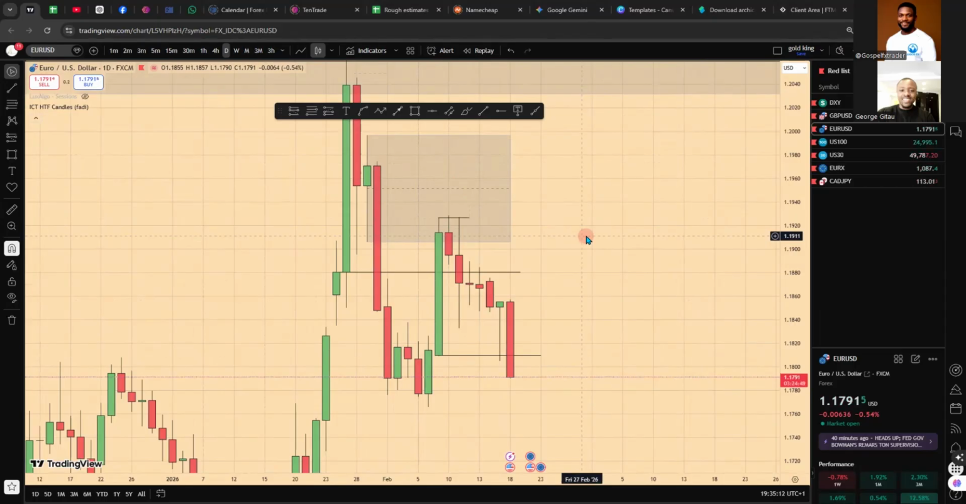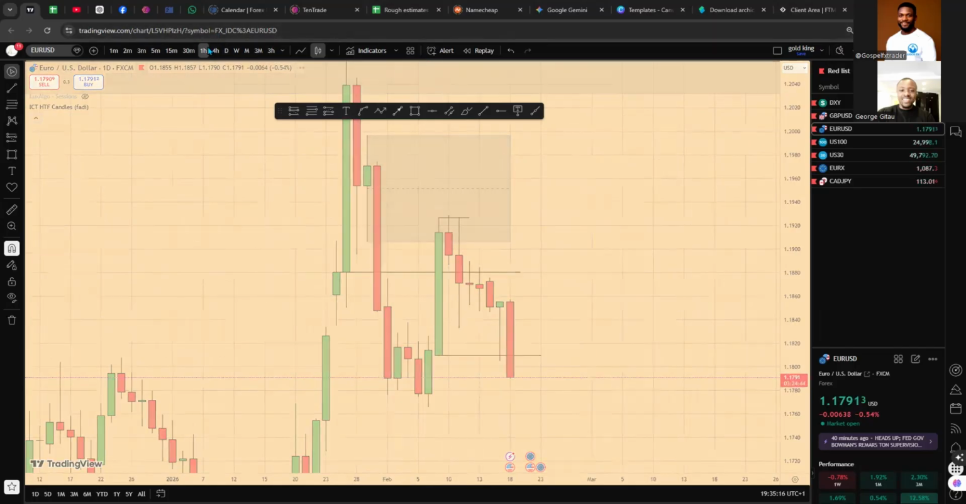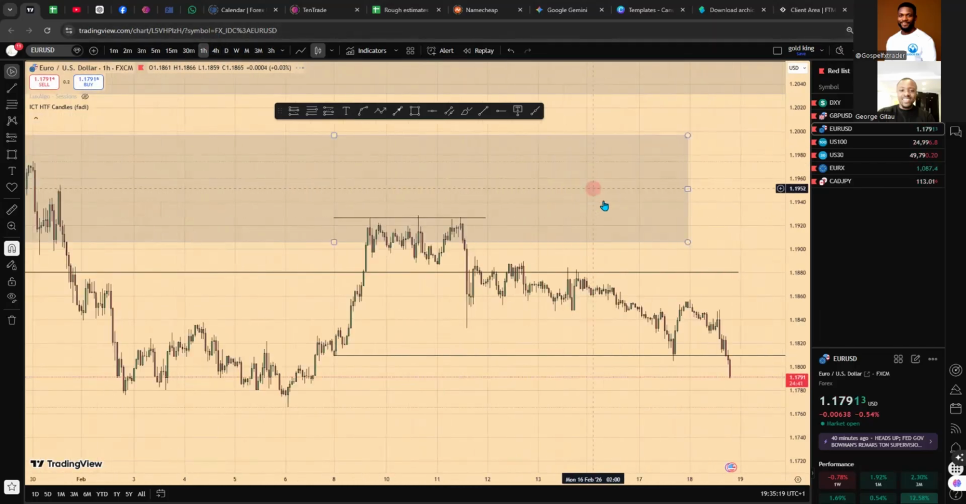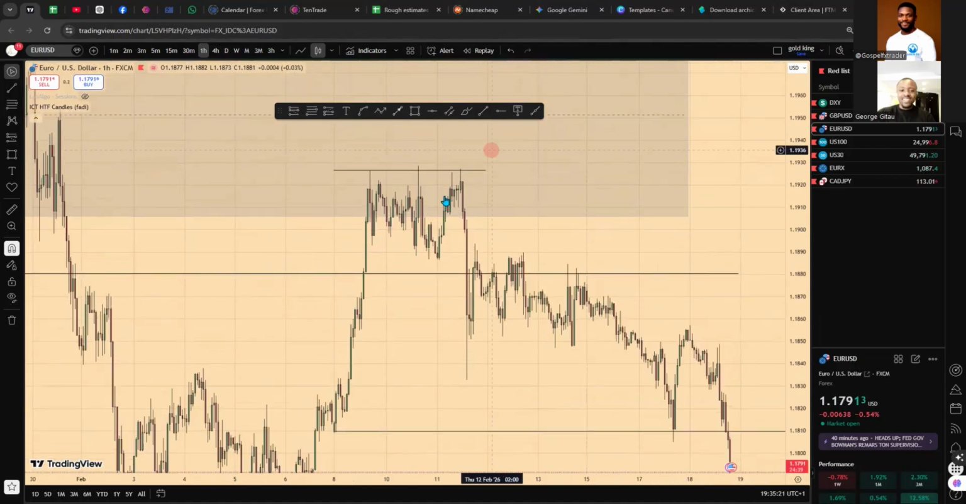This is the data. It's 1 hour. Right, the 1 hour. You use the 1 hour to get the model 1 entry. So we go to the 1 hour to get our model 1 entry.